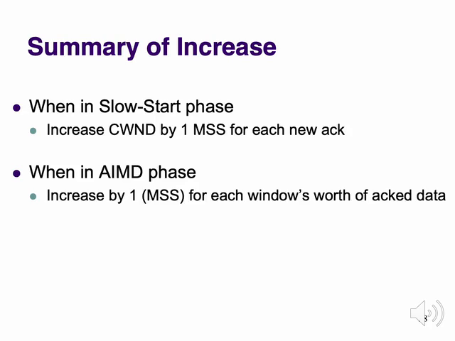Summary of the increase rules. When you're in your slow start phase, you increase C-wind by 1 MSS every time you receive a new ACK. Net effect is you double your C-wind every round trip time. When you're in the AIMD phase, you increase by a fraction of the MSS for every ACK you receive. And so in effect, over the course of a round trip time, when you've sent a full C-wind worth of data, you would have increased your C-wind by 1 MSS per round trip time.